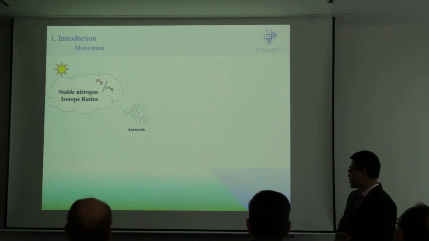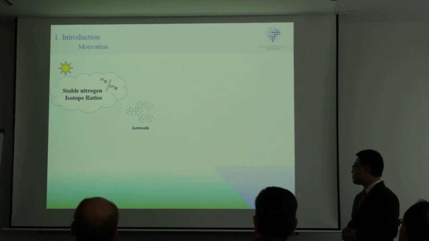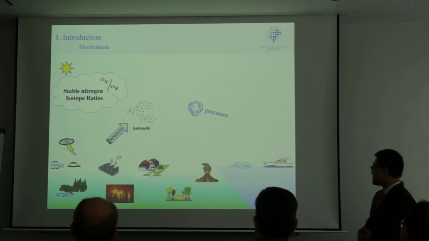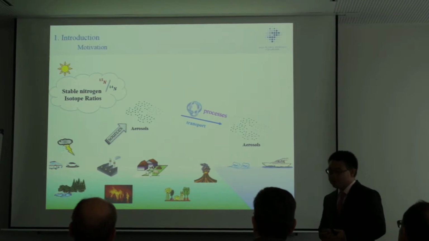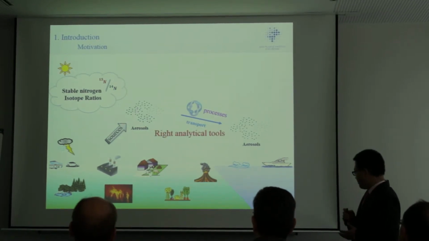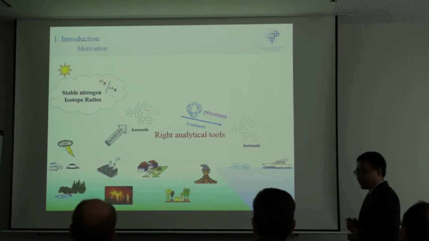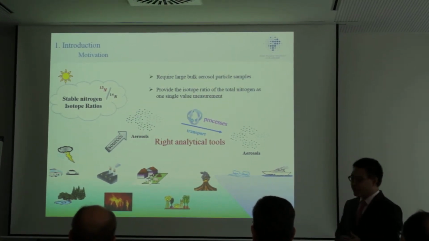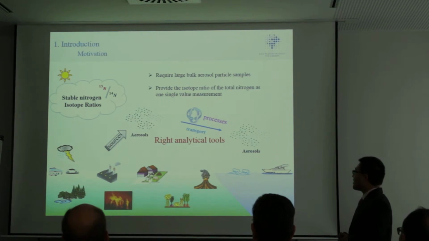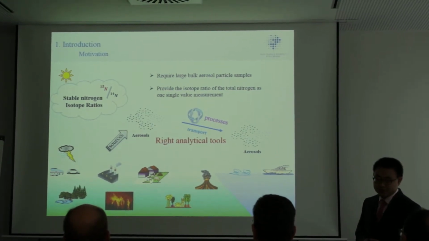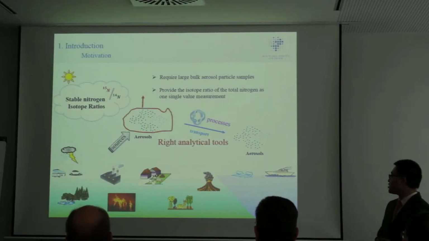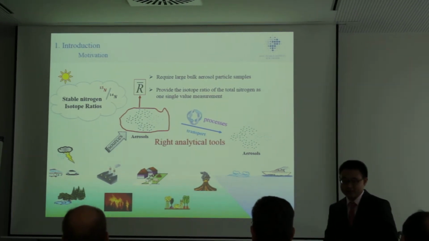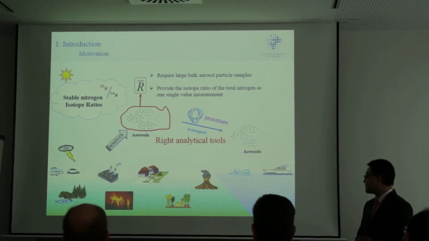Stable nitrogen isotope ratios can help us to trace atmospheric aerosol sources, processes, and transport. However, if we do this, we need the right analytical tools. Many conventional nitrogen isotope analysis techniques require large bulk aerosol particle samples and provide the isotope ratio of total nitrogen as one single value measurement.